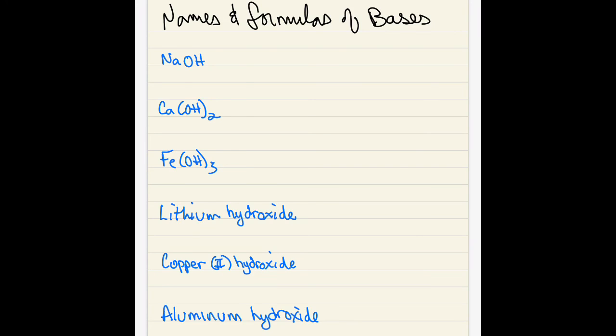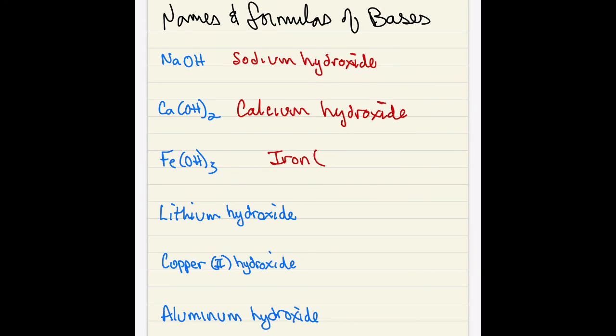There's no difference in this from regular naming of ionic compounds. These are just metal hydroxides. So NaOH, Na is sodium, sodium hydroxide. Ca(OH)2, calcium hydroxide. Fe(OH)3 is going to be iron. Iron can have more than one charge. Hydroxide. Which iron is it? Is it iron 2 or is it iron 3?